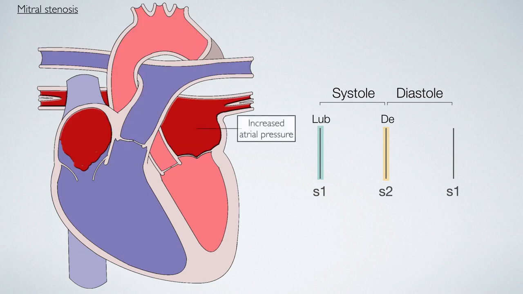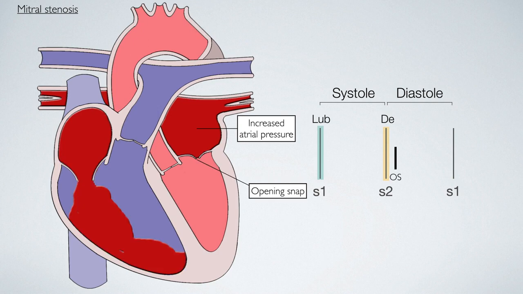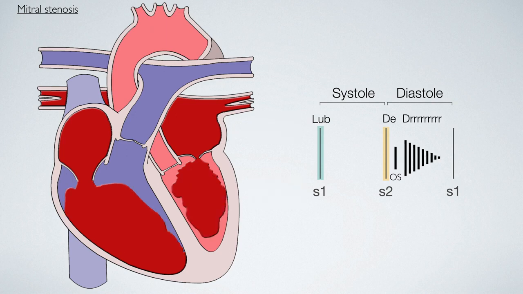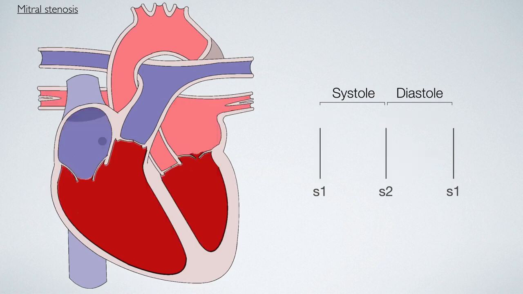But milliseconds after this, accumulated blood in the left atrium increases the left atrial pressure to a point where the stiffened mitral valve is forced open, and this produces an opening snap almost immediately after S2. Blood rushes through the narrowed mitral valve, producing turbulent flow, and it is audible vibrations from these that produce our mid-diastolic decrescendo murmur. Let's take a moment now to add in the murmur so you can appreciate it in real time.